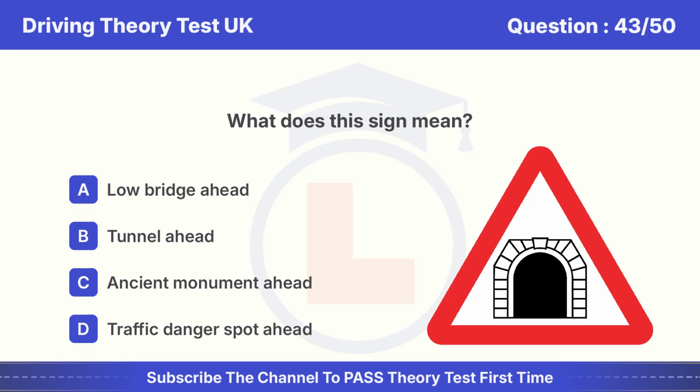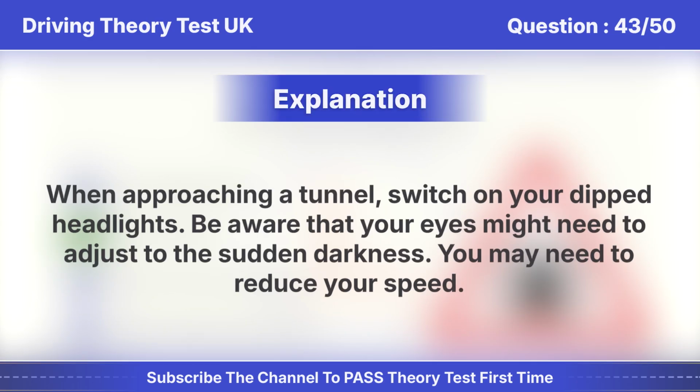Question 43. What does this sign mean? Answer is B. Tunnel ahead. When approaching a tunnel, switch on your dipped headlights. Be aware that your eyes might need to adjust to the sudden darkness. You may need to reduce your speed.